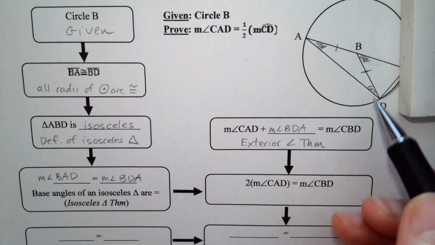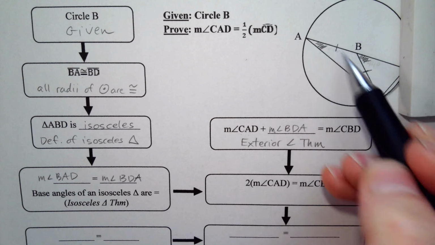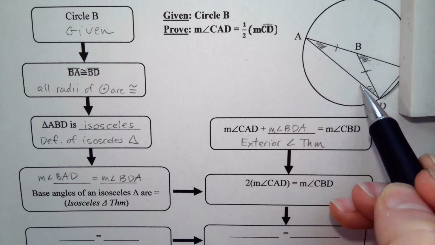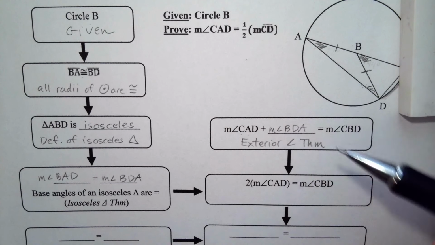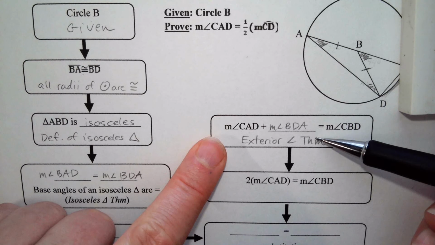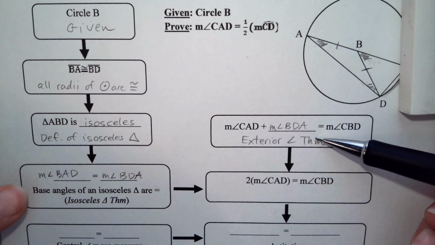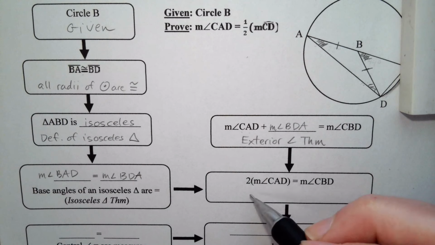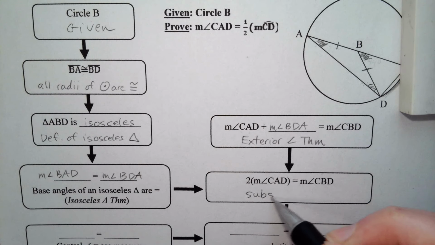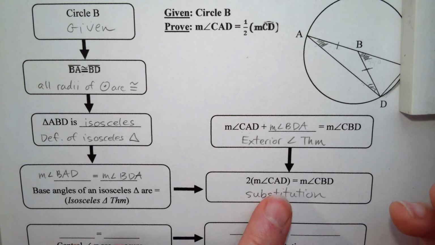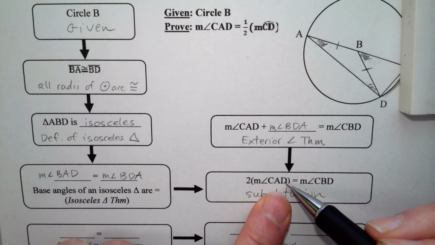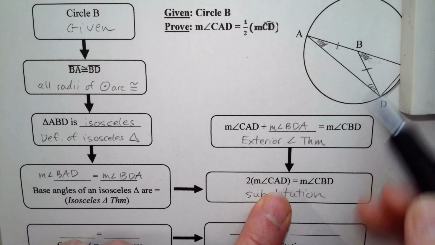Okay, well, both of these angles are congruent because I have an isosceles triangle, and so putting together the exterior angle theorem step with the fact I have an isosceles triangle means I can just substitute one angle for the other, and in this case here I substituted angle CAD in place of angle BDA.